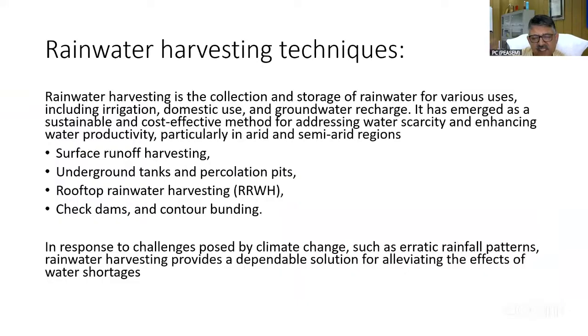And of course, we have seen it at many places: surface runoff harvesting, underground tanks, rooftop rainwater harvesting tanks, and check dams and contour bunding. Of course, in our project, the All India Coordinated Research Project, we are working on check dams made up of either plastics or recycled plastics. These check dams are very easy to construct, and can be constructed at any place where the site is suitable.